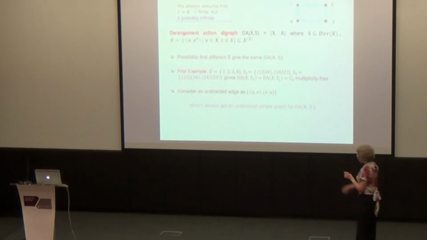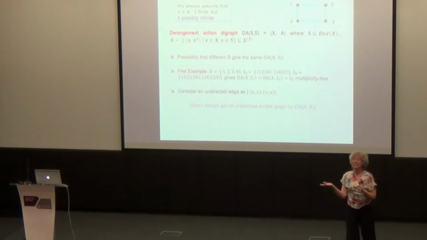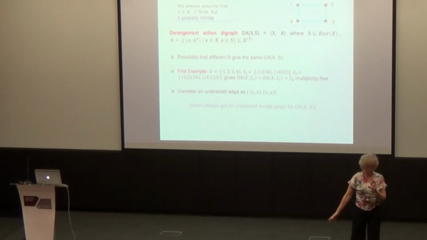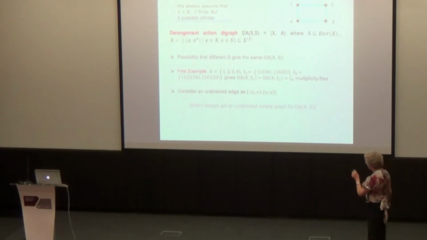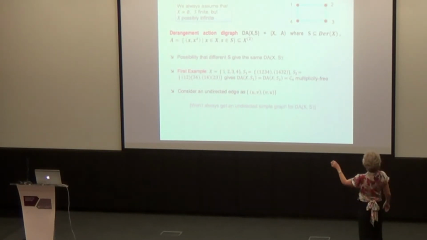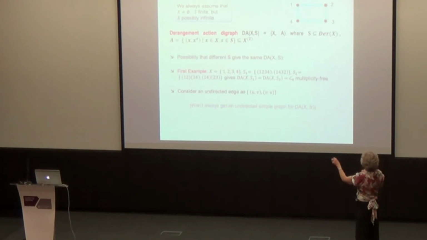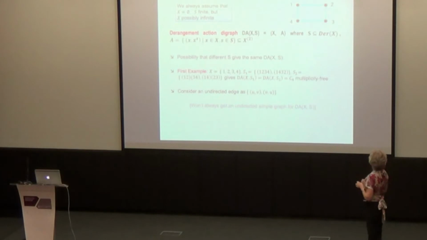Okay. Well, because we've forgotten things, certain things are not unique. So here's the tiniest example to explain some of the non-uniqueness. You could get exactly the same derangement action digraph for different S's. Let me take X to be the set of points 1, 2, 3, 4, and I'm going to get this graph up here, this cycle. And again, when I get two arcs, I just draw an ordinary edge.